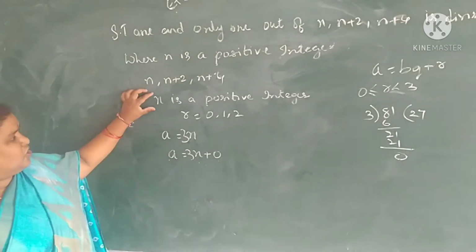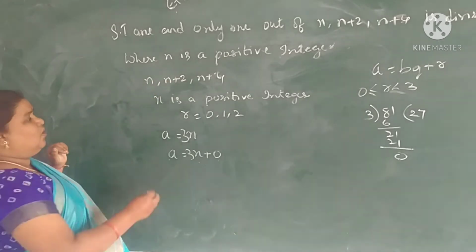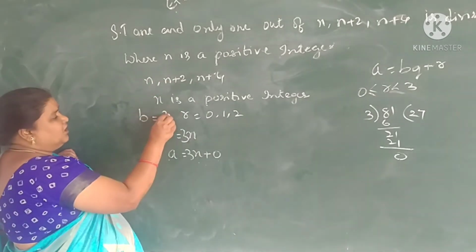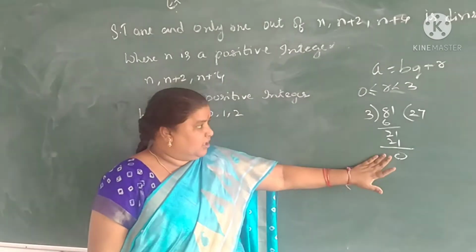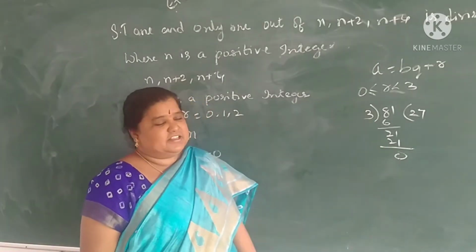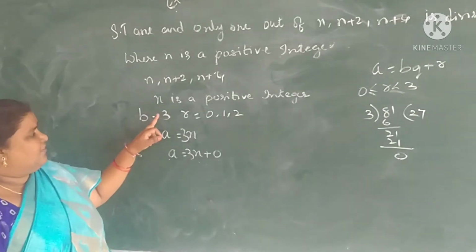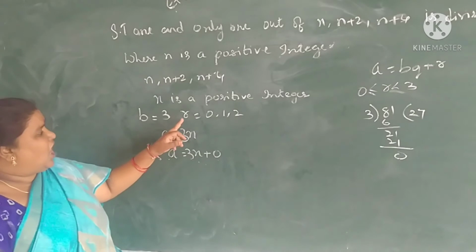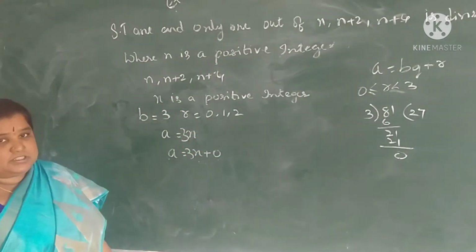So n is a positive number and he is saying that it is divisible by 3. Divisible by 3 means it is exactly divisible by 3. So the divisor will be 3. I am taking the value b, and when I take b as 3, the values of r will be 0, 1, 2. Let us check these cases now.